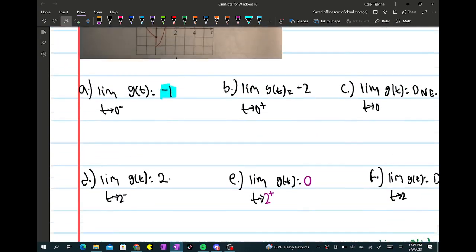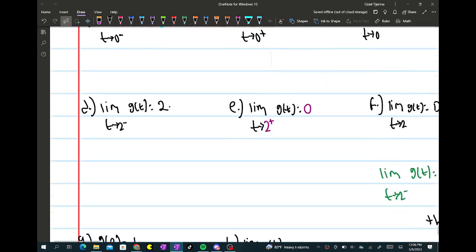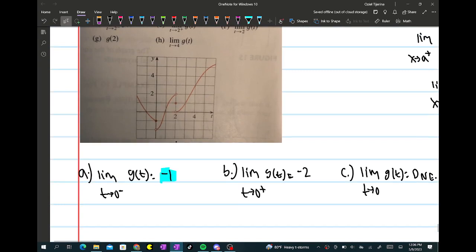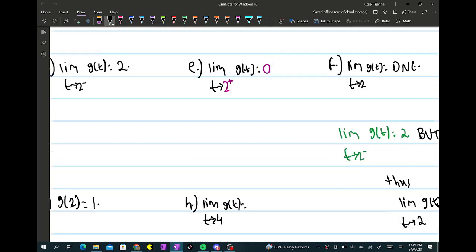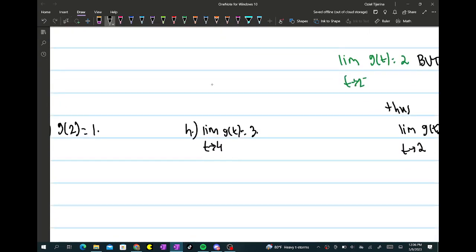For part H, we want to find the limit as t approaches 4. So, again, we're getting very, very close to this. And what is this value? This value is 3. So the limit as t approaches 4 in general is going to be equal to 3.